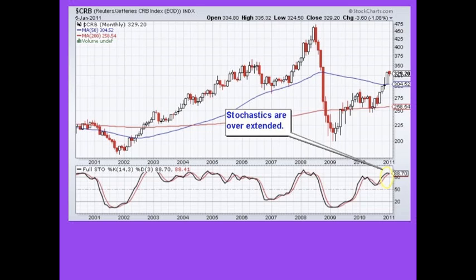A review of the stochastics is showing us that this trend is a bit overextended. Both lines are over 80, which indicates overbought territory, and the black line is getting ready to cross over the red. This is confirming the action that we're seeing in the US dollar right now, and shows us that this trend may be coming to a temporary end or consolidation.